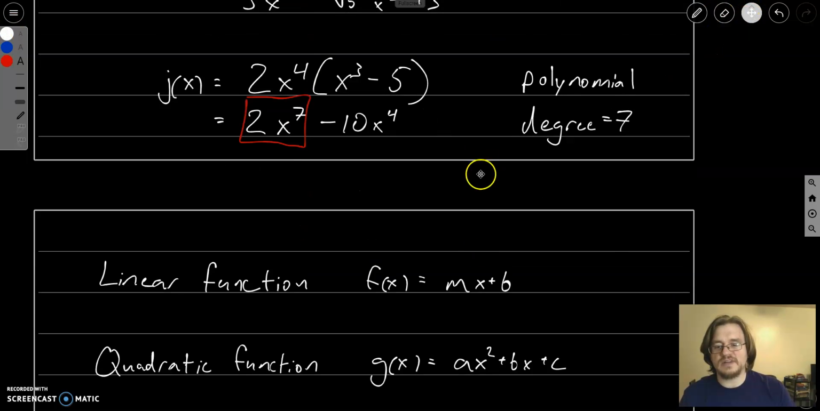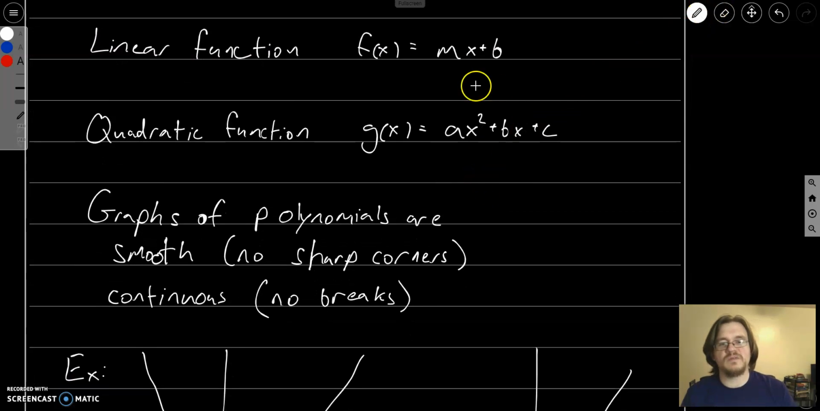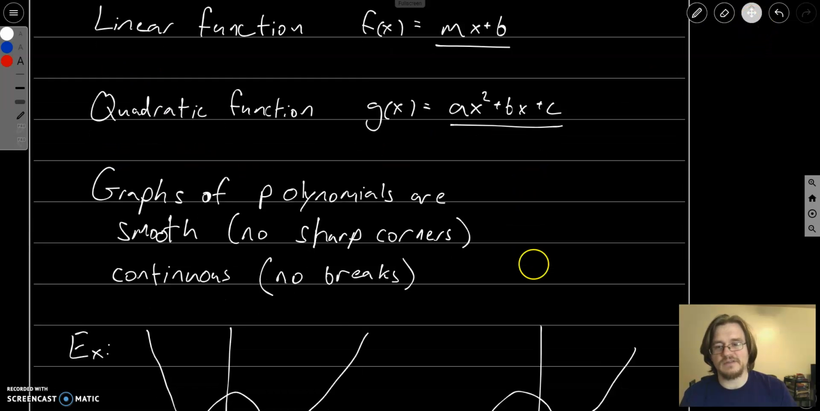So a couple of nice properties. Sorry, before I get into that, we've seen linear functions before. This is just going to be mx plus b that we've seen before. Something times x to the first power plus a constant. And likewise, a quadratic function is one that looks like a quadratic equation, where we've got a number times x squared, a number times x, and a constant term. So we've already seen linear and quadratic functions and seen how to graph these.